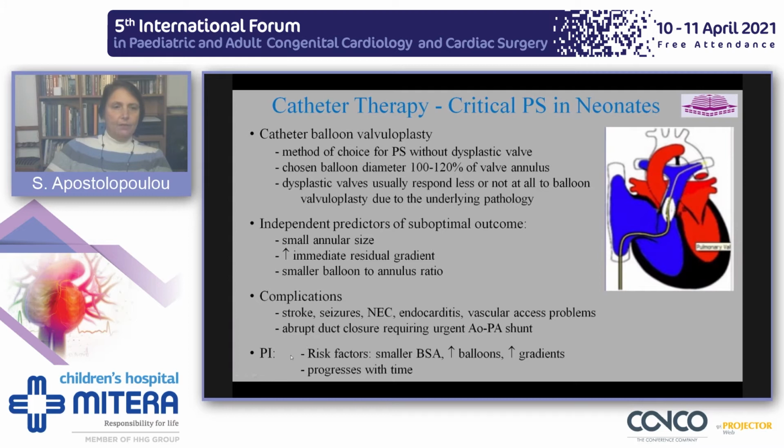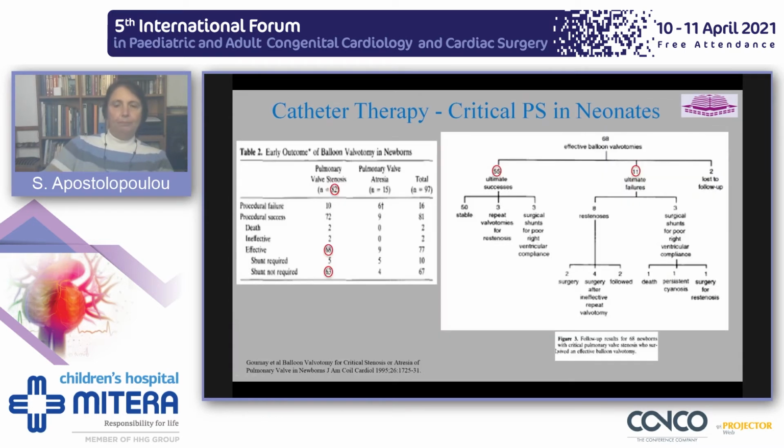Now, pulmonary insufficiency. Risk factors for pulmonary insufficiency are smaller babies, larger balloons, larger gradients. And we have to keep in mind that pulmonary insufficiency progresses with time. So it's something that will come back to us and to the patients when they're in puberty or early adolescence.